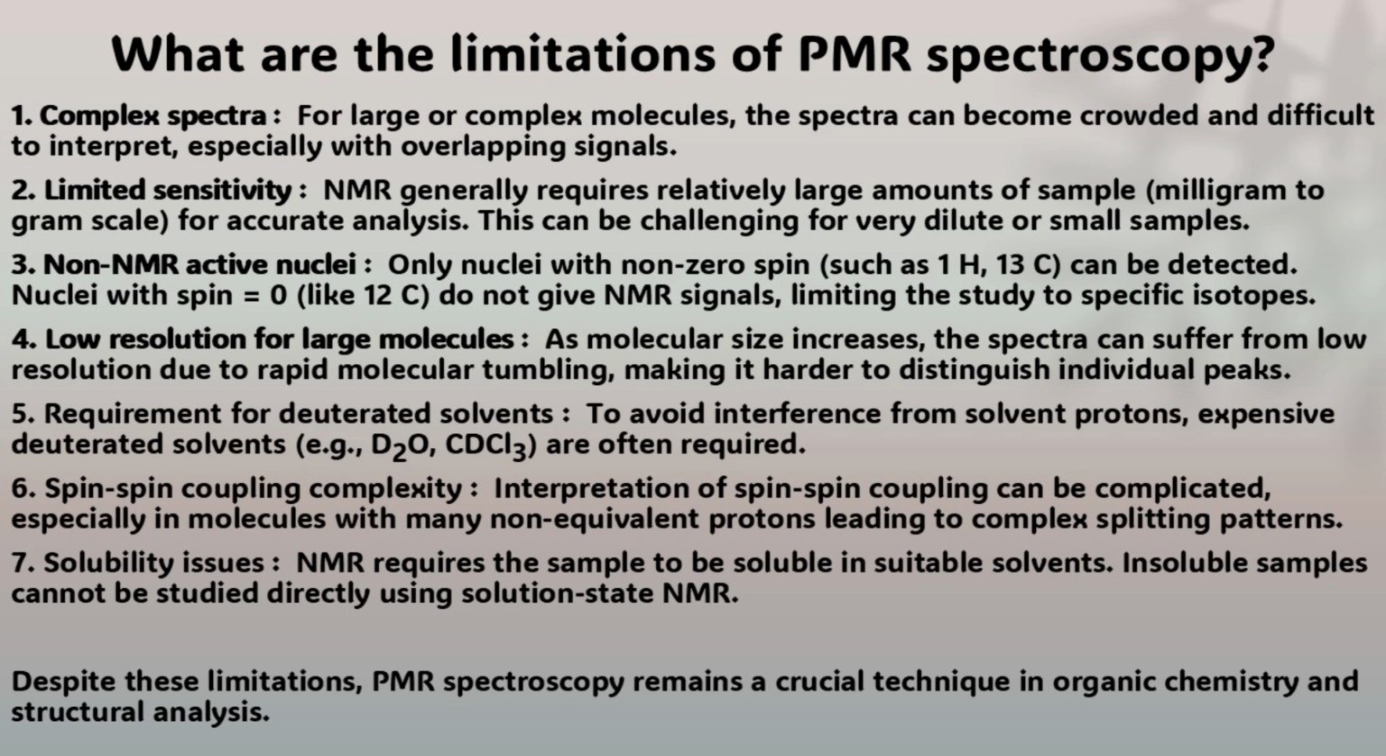5. Need for deuterated solvents. To avoid interference from solvent protons, expensive deuterated solvents, for example D2O and CDCl3, are often required. 6. Spin-spin coupling complexity. Interpretation of spin-spin coupling can be complicated, especially in molecules with many non-equivalent protons, leading to complex splitting patterns. 7. Solubility issues.